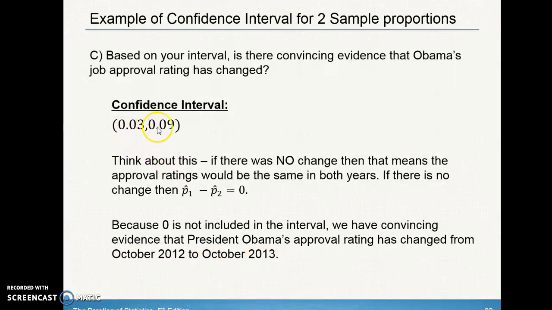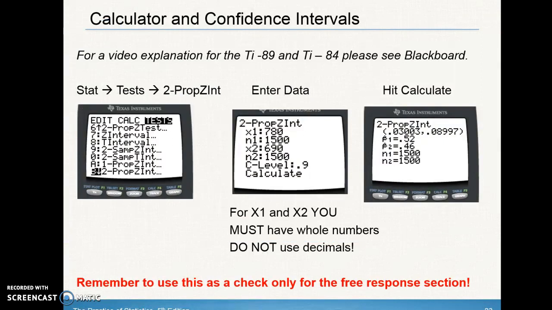Because notice, we would say, oh, the true difference in proportions is between 3 and 9%, and we are 90% confident that it's in there. So 0 is not even a possibility. Now, I would highly suggest doing this on your graphing calculator. It's going to make your life easy. All you have to do for the free response sections is to make sure you plug in the numbers correctly so that we see it on your paper, but get the calculations from your graphing calculator.